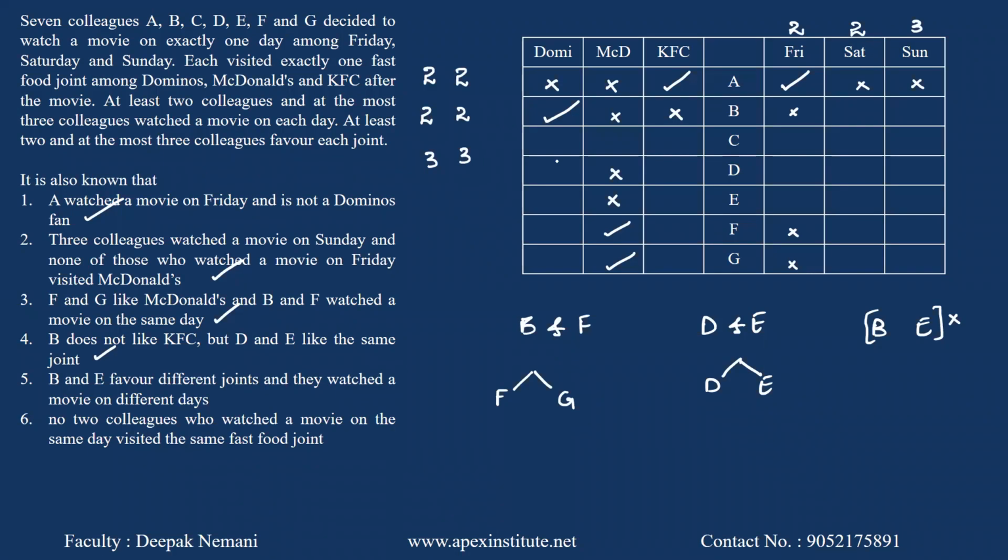Now, B and E favor different joints. If B is favoring Domino's, you cannot have E favoring Domino's. So he is not favoring Domino's, so he is favoring KFC. Okay. So if E is favoring KFC, you cannot have E watching a movie on Friday because A is already favoring KFC, and we are also given that no two colleagues who watched a movie on the same day visited the same fast food joint.